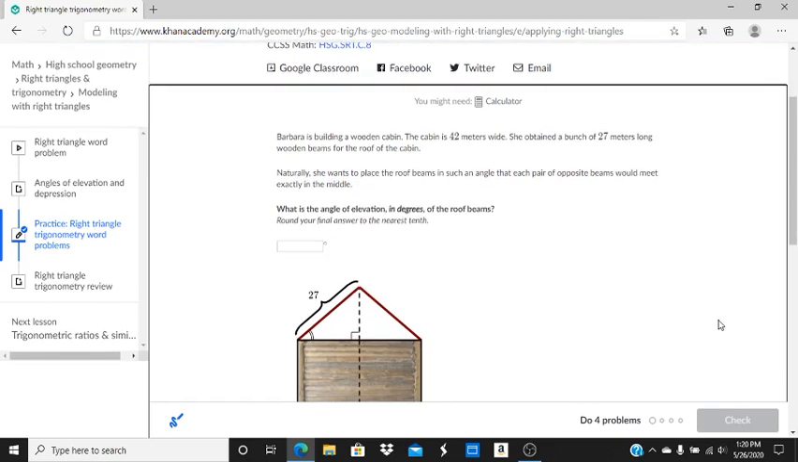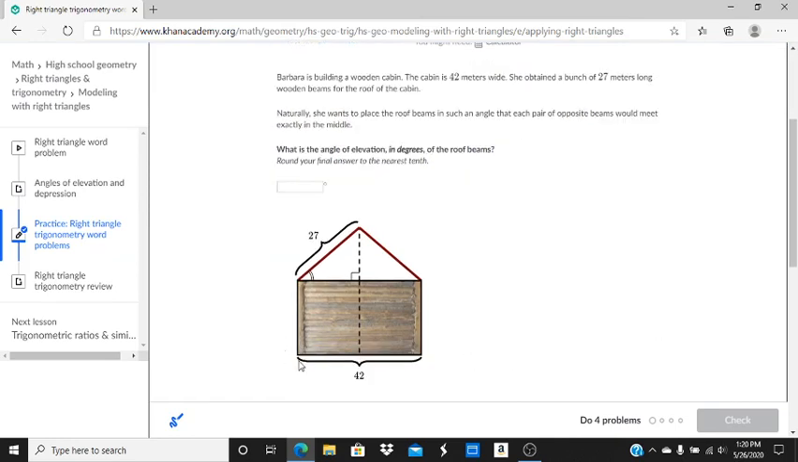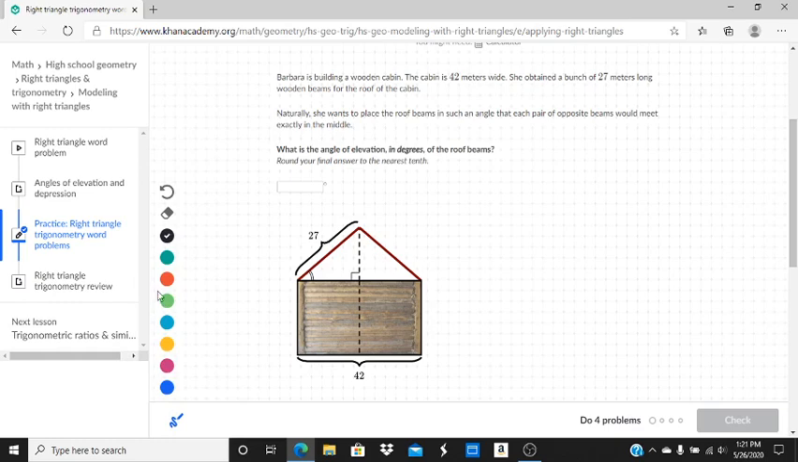Okay, so in this problem, Barbara is building a wooden cabin. The cabin is 42 meters wide, 42 meters across the bottom. She obtained a bunch of 27-meter long wooden beams for the roof of the cabin, right here. Naturally, she wants to place the roof beams at such an angle that each pair of opposite beams would meet exactly in the middle. So what that means is that this here has to be at a right angle to the floor here.